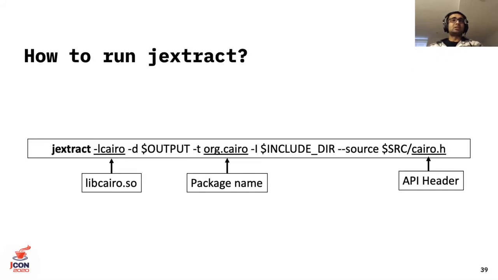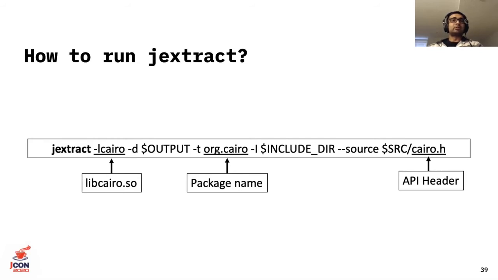So the first thing a user needs to worry about in the Panama world is how to run jextract. Here we can see the working of jextract in the context of the earlier libcairo example, which was covered by Toby. In order to generate the API for invoking the native libcairo functions, we just need to invoke the jextract executable with the required input parameters. So the jextract command line is shown in the slide.